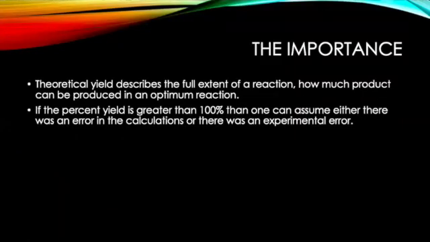The importance. Theoretical yield describes the full extent of a reaction. How much product can be produced in an optimum reaction? If the percent yield is greater than 100%, then one can assume that there has either been an error in the calculations or there is an experimental error. But this has been seen in precipitation reactions that you may or may not have done in your high school chemistry career, where you may have gotten more yield than you thought you would have, and it would have been important to include this in your conclusions.